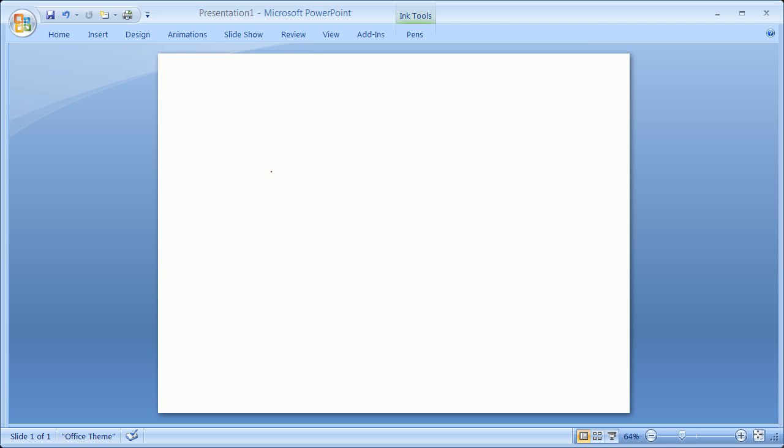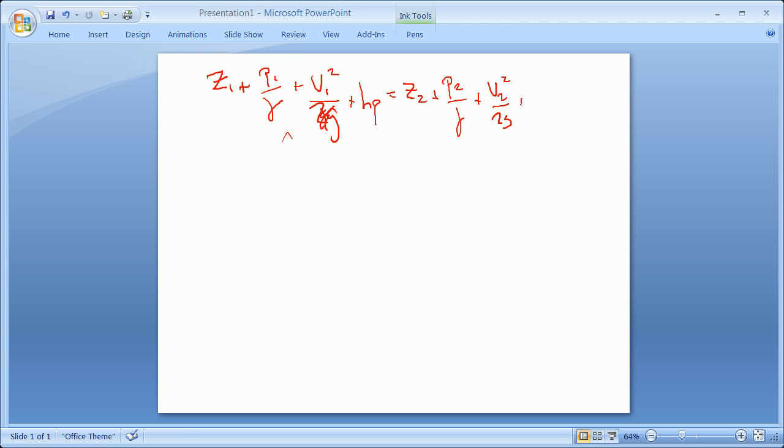In fact, you know that Bernoulli's equation is the elevation energy per pound of material plus the pressure energy per pound of material plus the velocity energy per pound of material, v squared over 2g, plus the head of any pump is going to be equal to, along the flow path, the elevation at the second position along the flow path plus the pressure at the second spot, energy per pound of material, plus the velocity energy at the second spot per pound of material, plus any head loss.